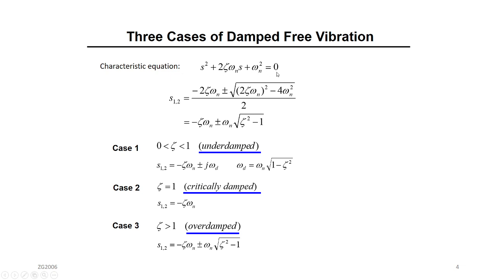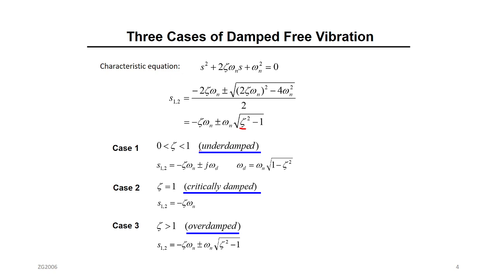This is my characteristic equation again. I want to solve for the roots of the characteristic equation. If you use math, you can easily get the roots. It's going to be minus 2 zeta omega n plus or minus the square root of (2 zeta omega n) squared minus 4 omega n squared, all over 2, or plus or minus omega n times the square root of zeta squared minus 1. Now, clearly, depending on the value of zeta, you will have 3 cases. If zeta is less than 1, a small number between 0 and 1, you will have a negative sign under the square root.